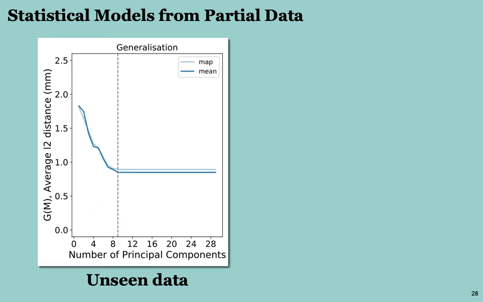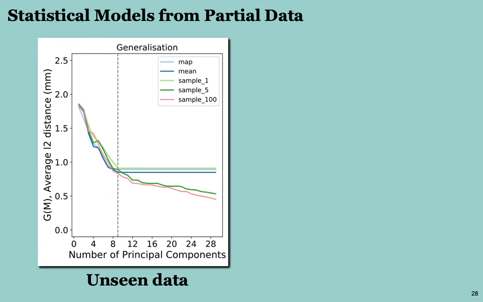We see that the MAP, the mean, and the model constructed from one random sample from each of these 10 distributions have more or less the same generalization score. But by computing the statistical models from 5 or even 100 samples from each of the distributions, the model is able to generalize much better.